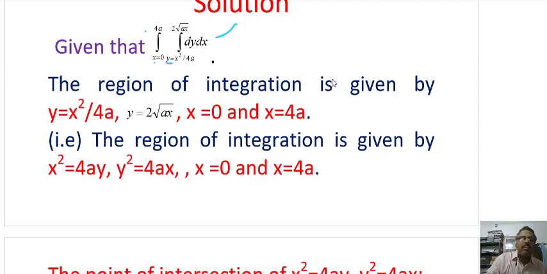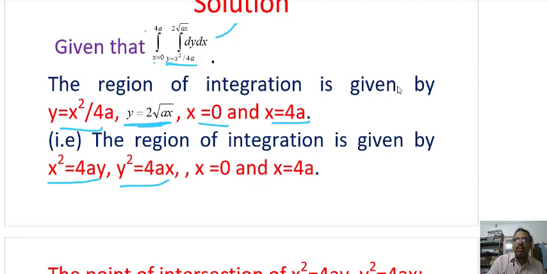First we will locate the region. What is the given region? So now if you observe, the region of integration is bounded by y equals x square by 4a. The upper limit is y equals 2 into root over ax. Then x is 0 and x equals 4a. Now squaring on both sides the second term and rewriting the first term, this is nothing but x square equals 4ay, and this is y square equals 4ax.